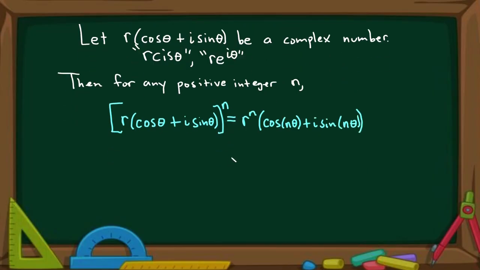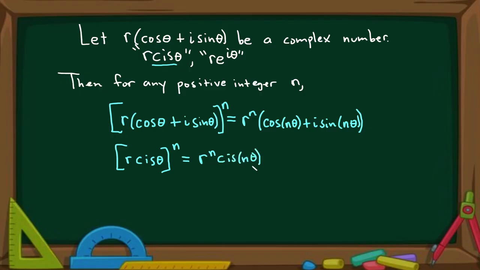Alternatively, if we use the cis notation, where cis stands for cosine i sine, this would be bracket r cis theta. I don't need the parentheses there, since it's just cis, it makes it a little bit cleaner. It's cis theta, and again, we're raising this to the nth power. You get r to the n cis n theta.